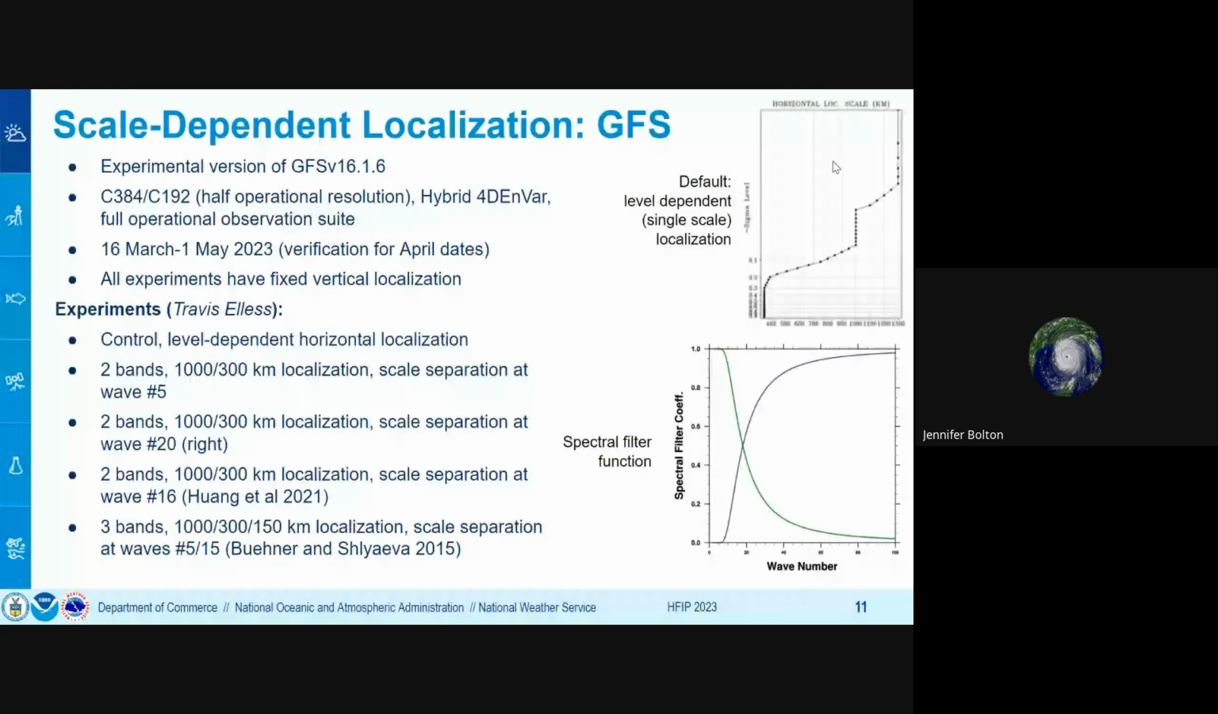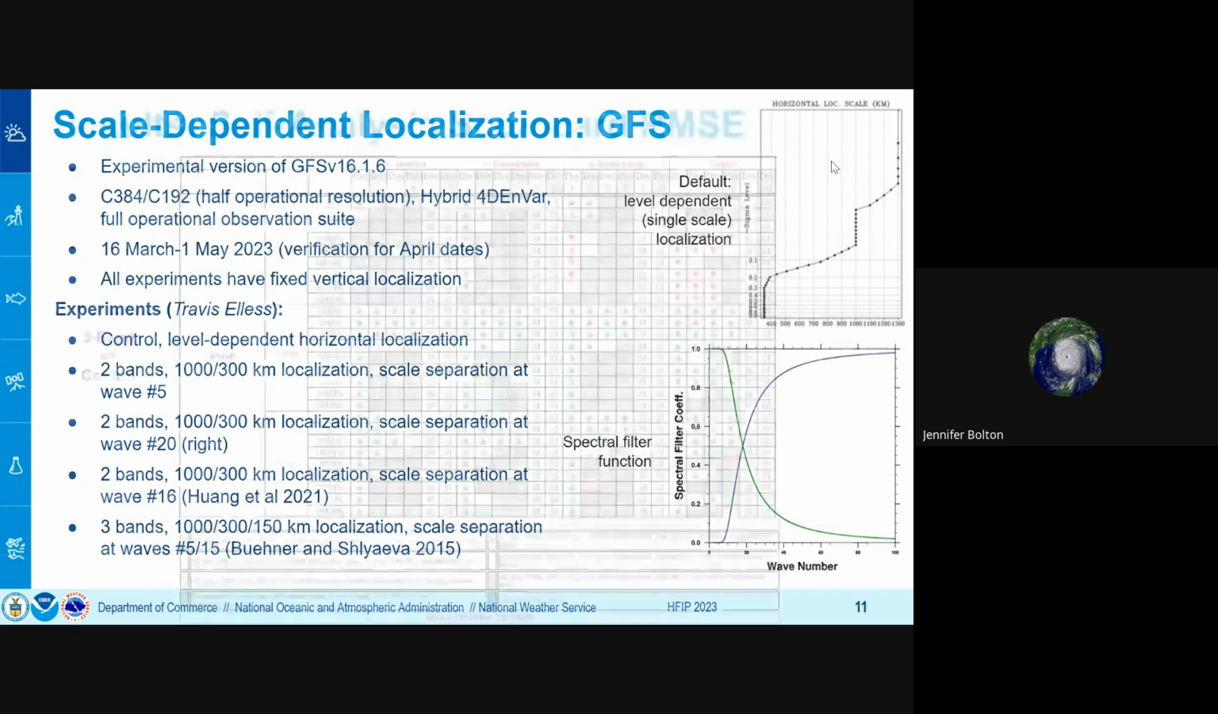We ran lots of experiments. We're trying to mimic stuff that's already happening at the Met Office and Environment Canada, with various configurations of breaking up the ensemble perturbations into different wavebands. So we try to make better use of the observations, basically doing a dual approach to try to constrain the large scales and small scales quasi-separately.